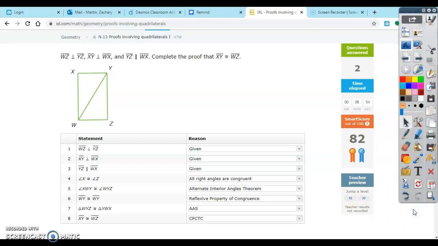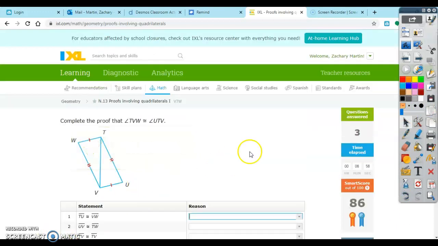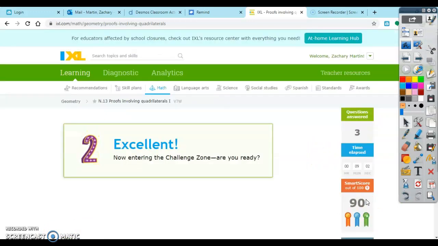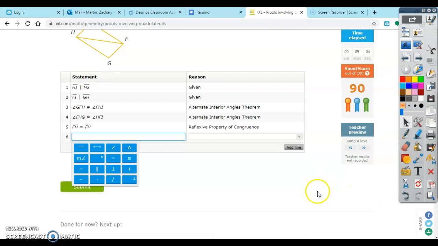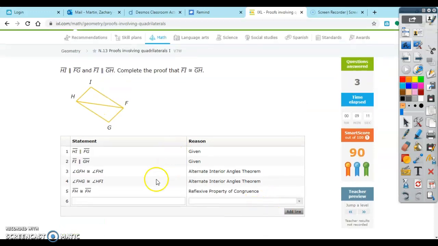Let's scroll down. Let's check our work. Well done, well done, well done. Fantastic. Once you go up a level, you'll go to the challenge zone. Within the challenge zone, you've actually got to write a statement and give the reason and then potentially add a line. Why don't you look at this one real quick? I'm going to pause the video. Why don't you pause it as well? Give this one a look over and we'll solve it together in just a moment.